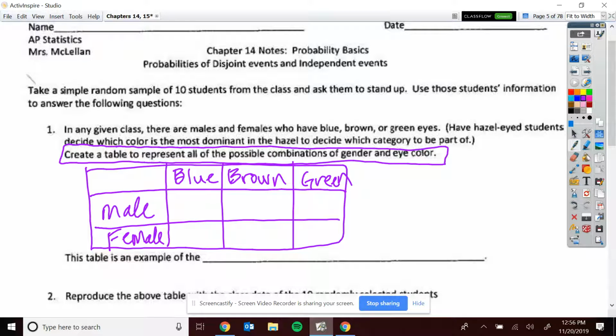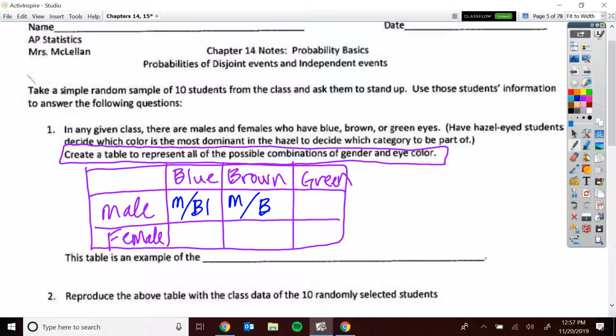But I know that you've got that and it's pretty easy, okay? But I'm getting to a vocabulary word. If we were to list out all of the possible combinations, what would those be? The first combination would be what? A male with blue eyes. And then a male with brown eyes. And then a male with green. And so on. A female with blue eyes, a female with brown eyes, and a female with green eyes.